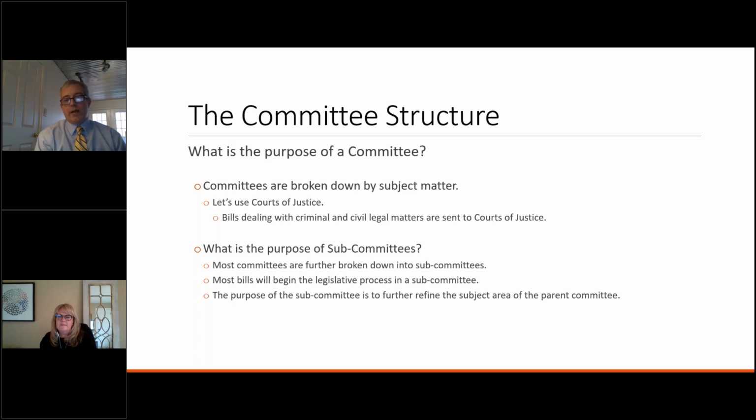Committees are broken down further by subcommittees, and this is really to refine the subject area of the parent committee. In the House, Courts of Justice is broken down into two subcommittees. They used to be called the criminal sub and the civil sub, but now they are Subcommittee 1 and Subcommittee 2, though they serve the exact same function. Just as it sounds, all criminal matters go to the criminal subcommittee, all civil matters go to the civil subcommittee. In the House of Delegates, you have to pass out of your subcommittee to advance to the full committee and have the bills still be considered for future legislative action.